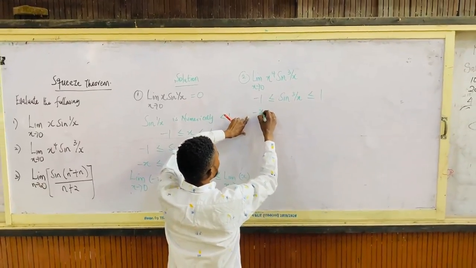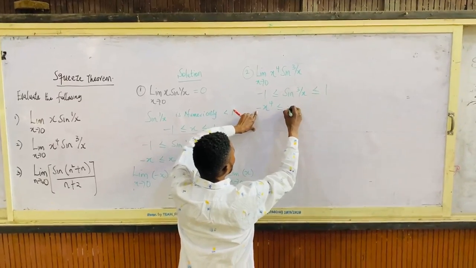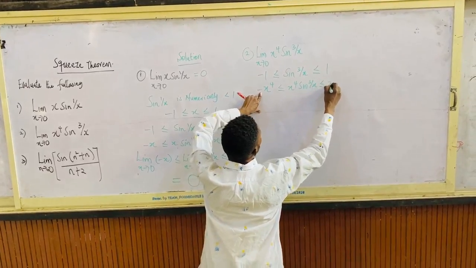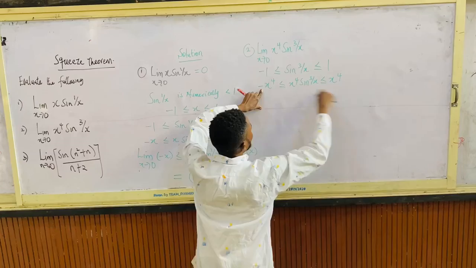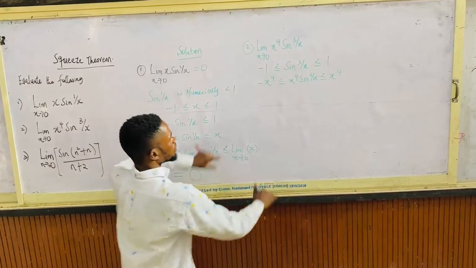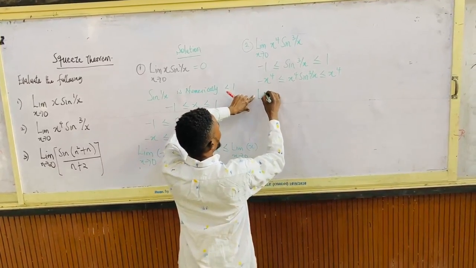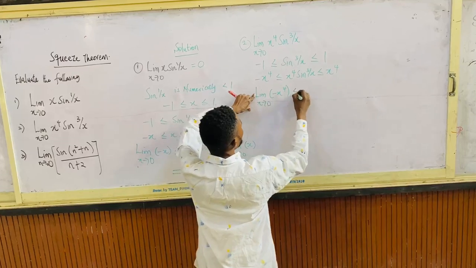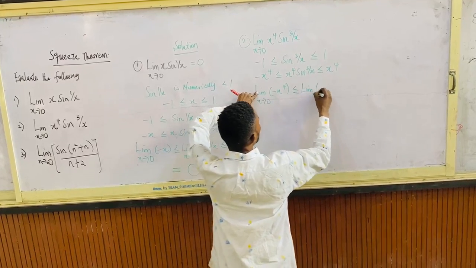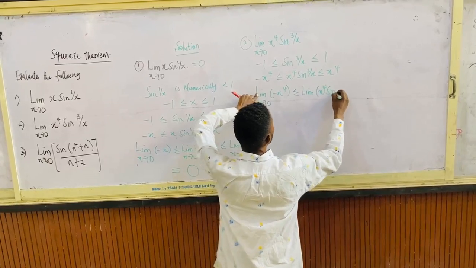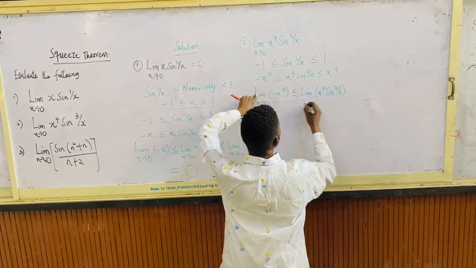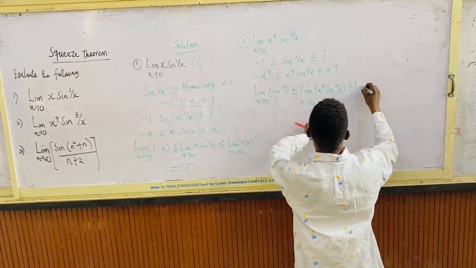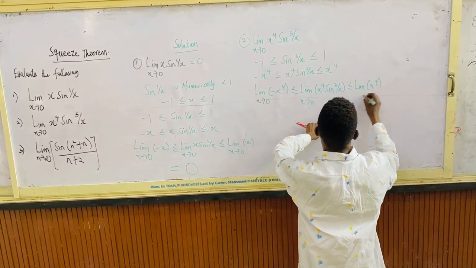Similarly, if we multiply all through by x raised to power 4, minus x raised to power 4 is less than or equal to x raised to power 4 sine 3 over x less than or equal to x raised to power 4. That means the limit of minus x raised to power 4 as x tends to 0 should be less than or equal to the limit of x raised to power 4 sine 3 over x as x tends to 0, which should be less than or equal to the limit of x raised to power 4 as x tends to 0.